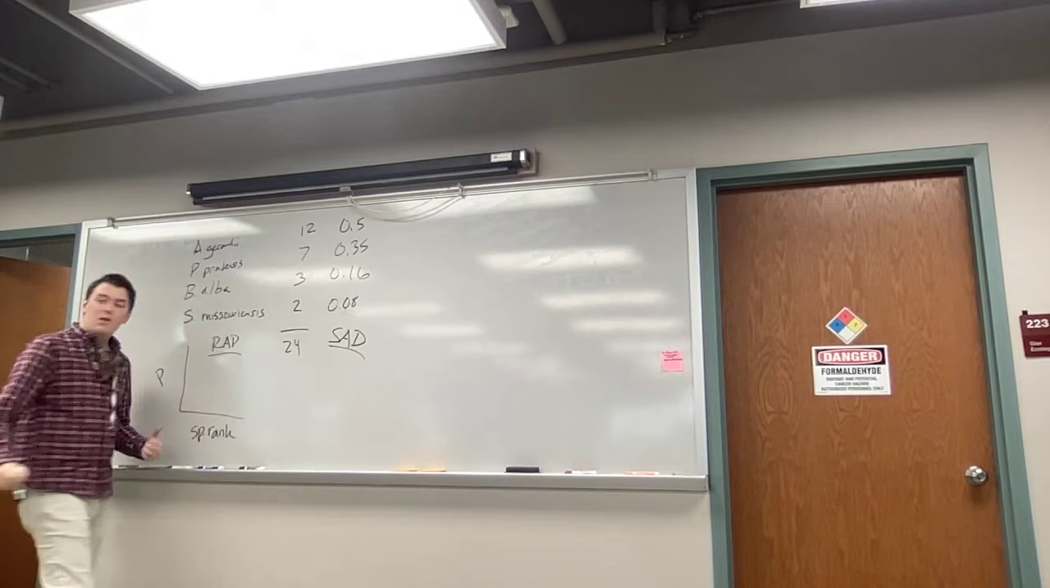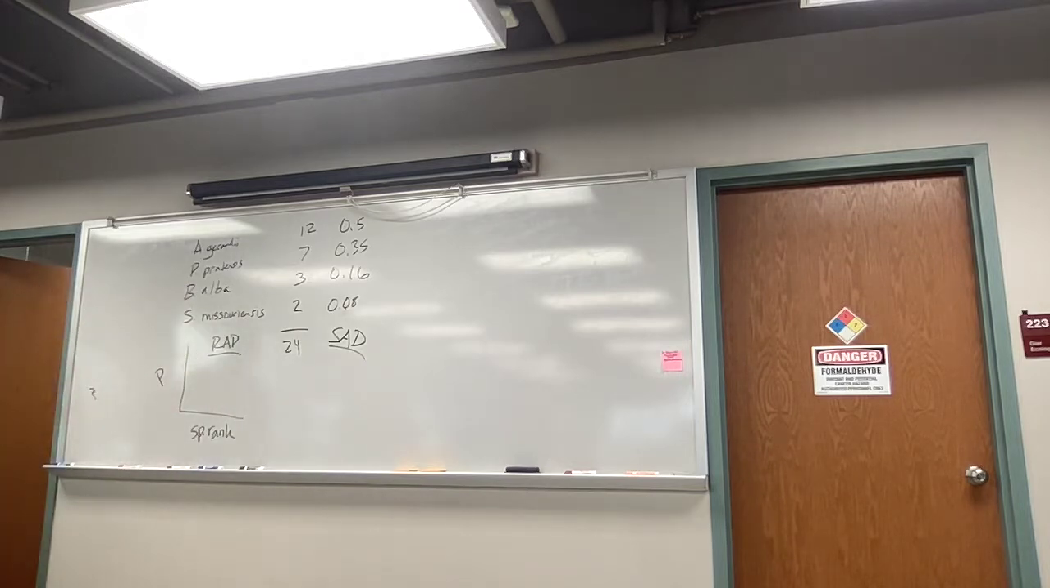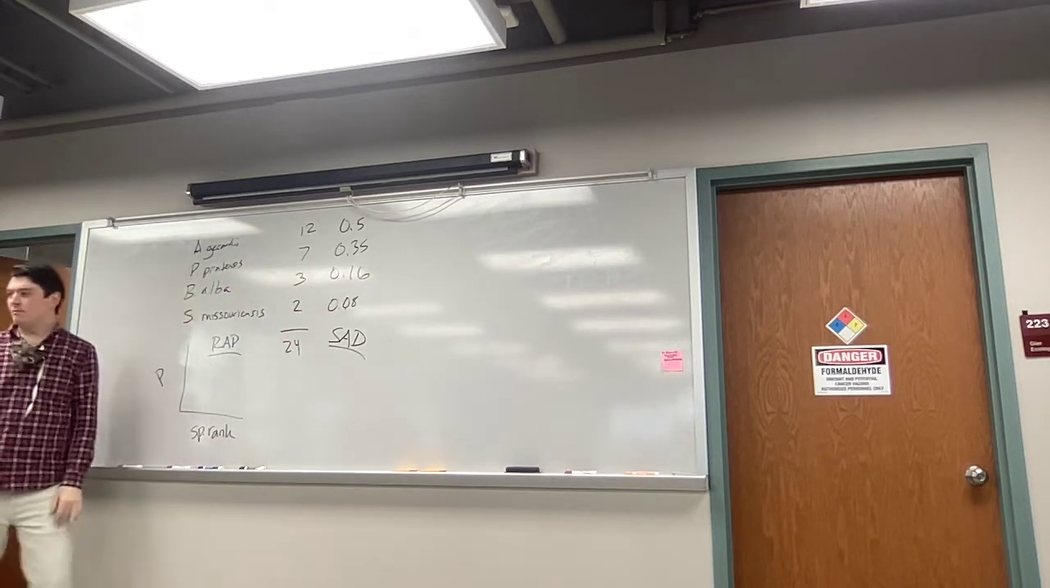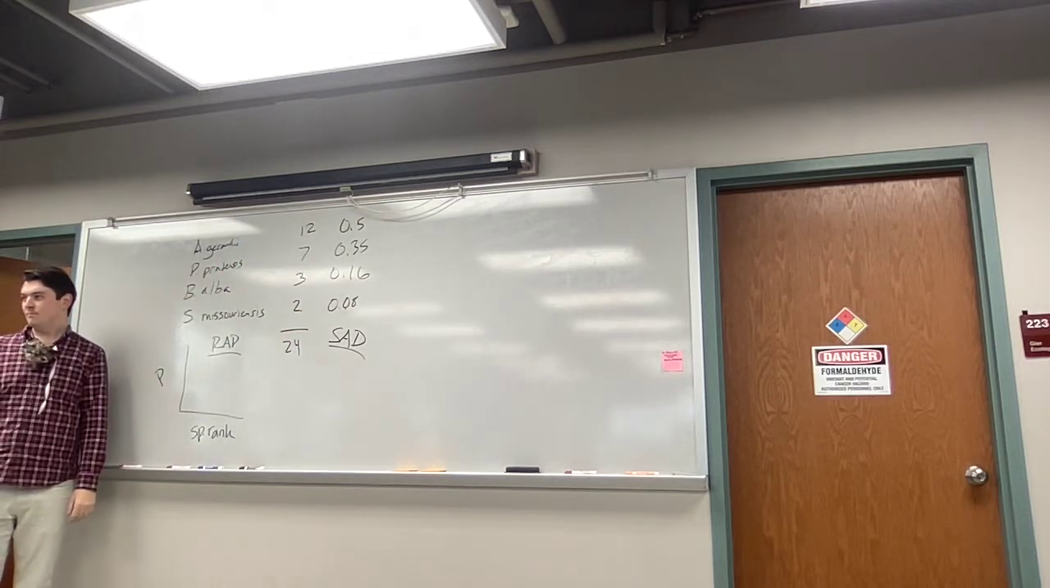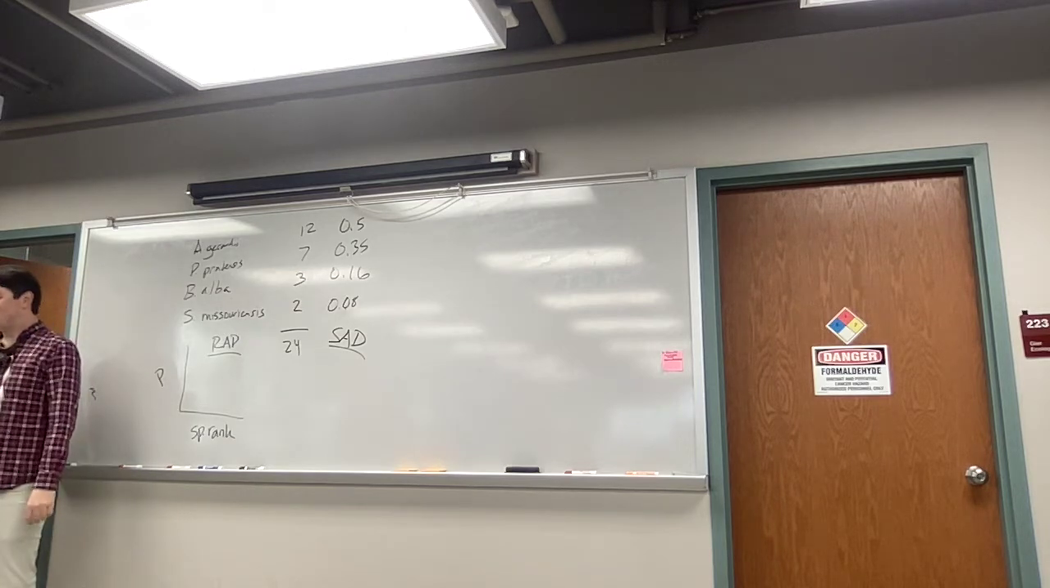So, sorry. What would be a reasonable way to rank your species? If this is what you know about them, what's a reasonable way to rank them? Greatest to least. Yeah, most abundant to least abundant.